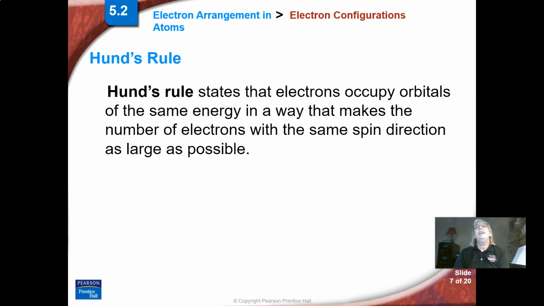The last one, Hund's rule, states that electrons occupy orbitals of the same energy in a way that makes the number of electrons with the same spin direction as large as possible. So that may kind of go over your head for a minute. Let's use this in real life.